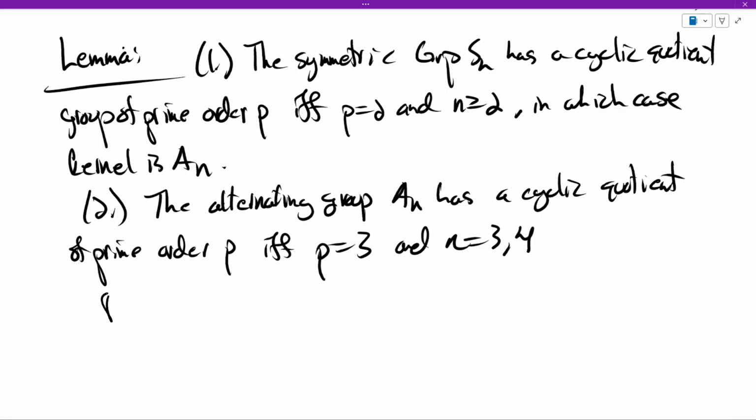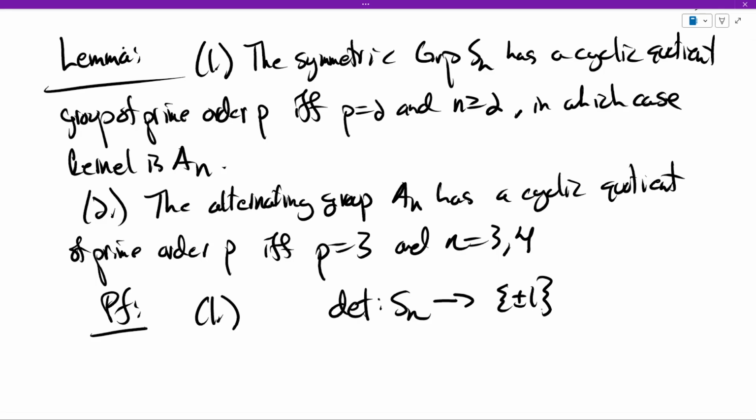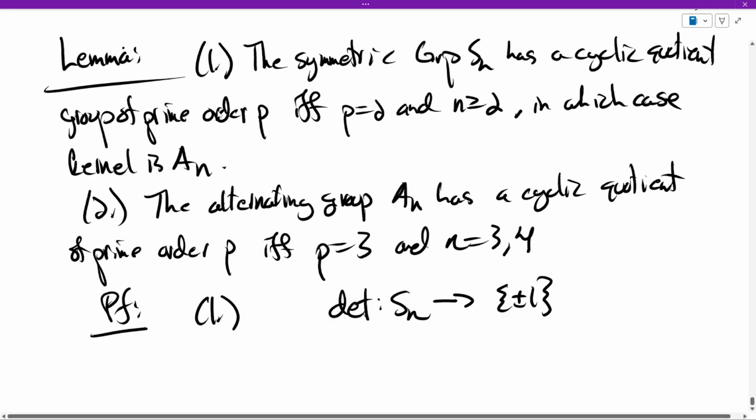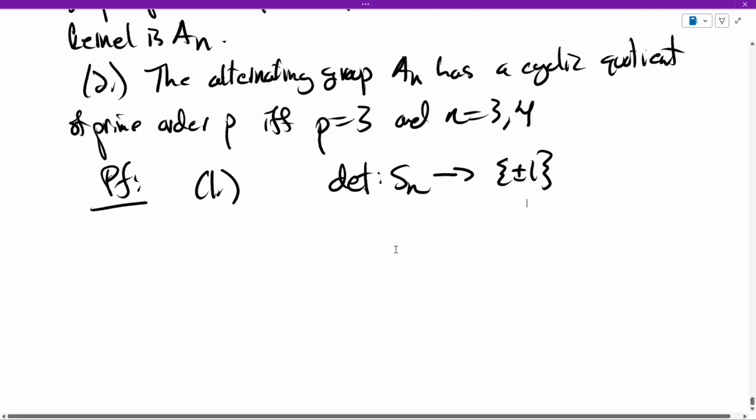Okay, so there's a proof of this in your book. I feel like we've gone pretty far in a lot of detail in this chapter, so I'm going to omit the proof. But I'm just going to remind you, for 1, we had the determinant function from Sn to plus or minus 1 from class, where we represent matrices as permutation matrices, and An was the kernel. So that's showing that when p is 2 and n is bigger than or equal to 2, we have such a thing. That doesn't show for all p that this is the only one, so there's more to do here, but I'm going to omit it.